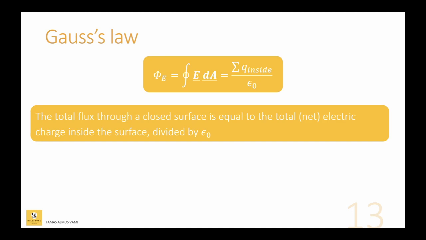So with this, we reach Gauss's law, that the surface integral of the electric field, which anyway is the flux, equals the sum of the charges inside of the surface divided by epsilon zero, the vacuum permittivity.